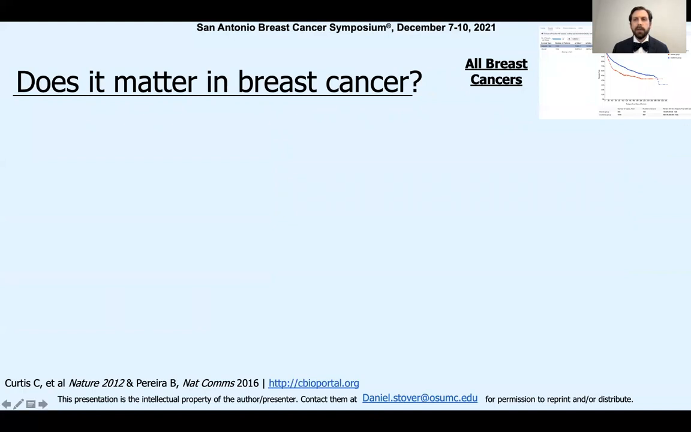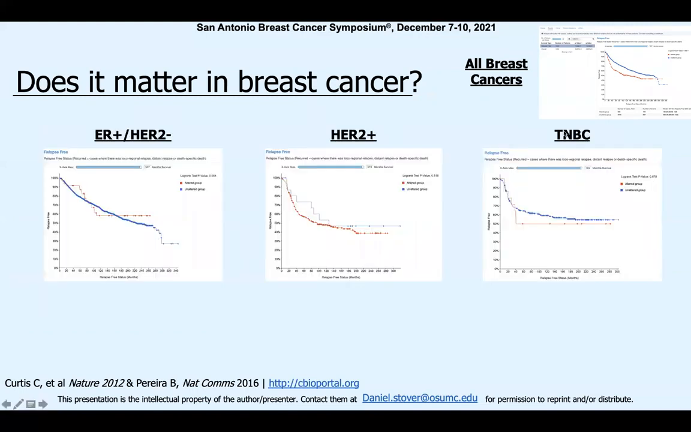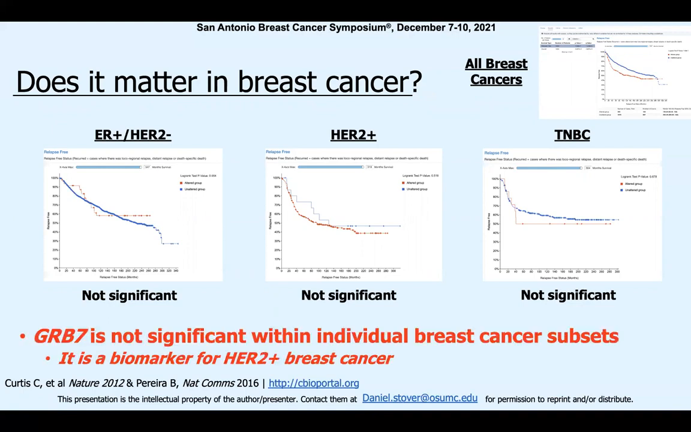So this brings us back to our question about all breast cancers. We did this survival analysis suggesting that GRB7 overexpression was associated with poor survival. What about when we look within individual breast cancer subtypes? We actually find that none of these survival associations are significant. Now, how could that be? Well, in fact, GRB7 is a biomarker for HER2 positive breast cancer. And when we were looking across all breast cancer subtypes, we were actually just comparing HER2 positive breast cancers with non-HER2 positive breast cancers.